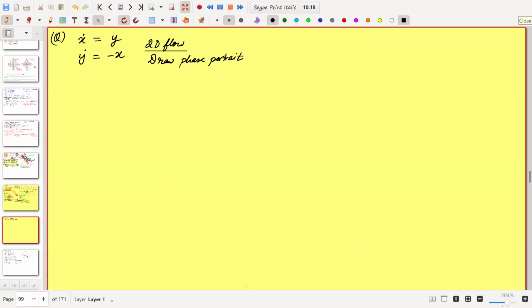But the first step is to write x dot equals A x, right? So then what is A? A is nothing but 0, 1, minus 1, 0, right? So what are the eigenvalues here?